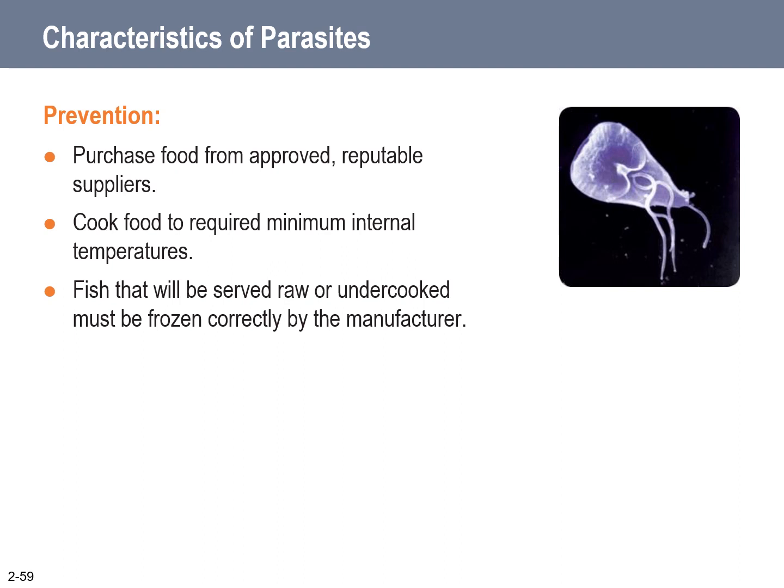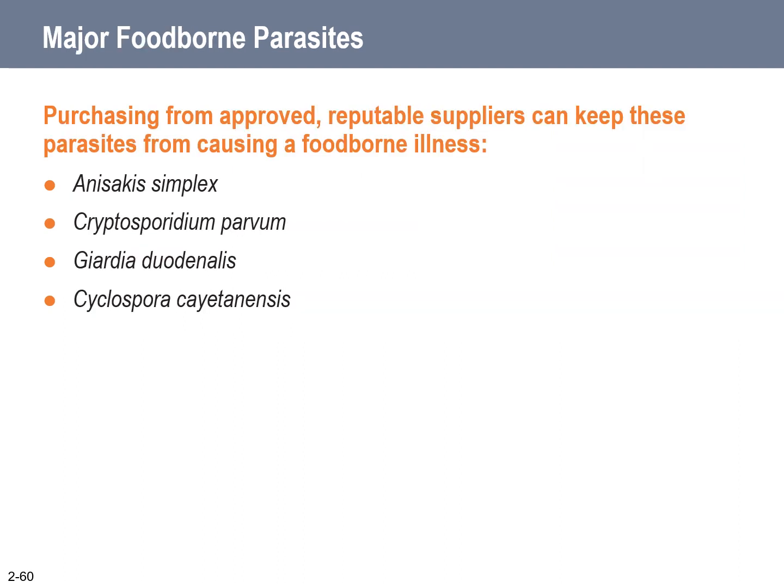Cook food to required minimum internal temperatures, and fish that will be served raw or undercooked has to be frozen correctly by the manufacturer. All sushi grade fish in America has been frozen, all of it. If you go to a restaurant and they say that we have fresh fish, never frozen, for raw fish sushi, it is a lie. It has to be frozen by law. Purchasing from approved suppliers can keep these parasites from causing any foodborne illnesses.